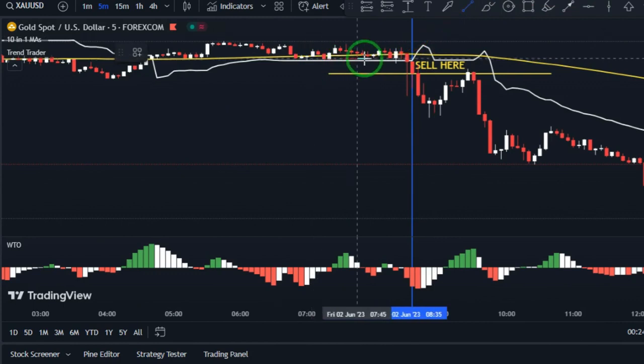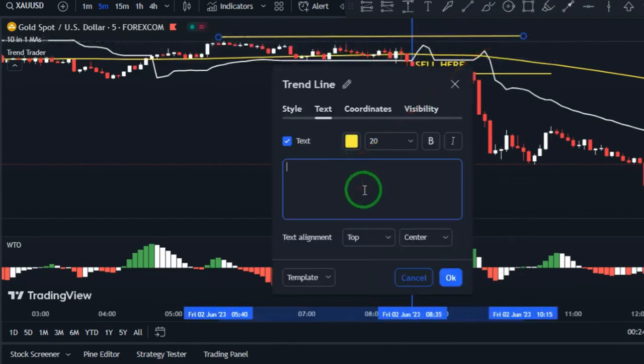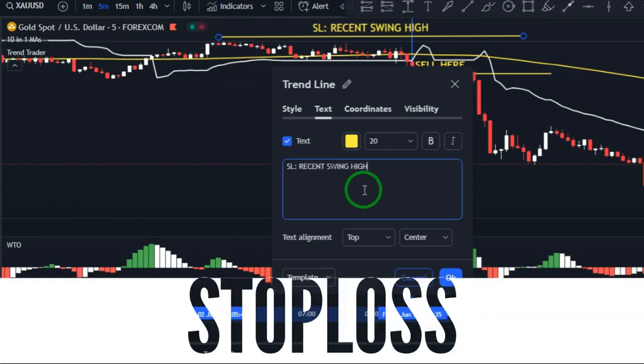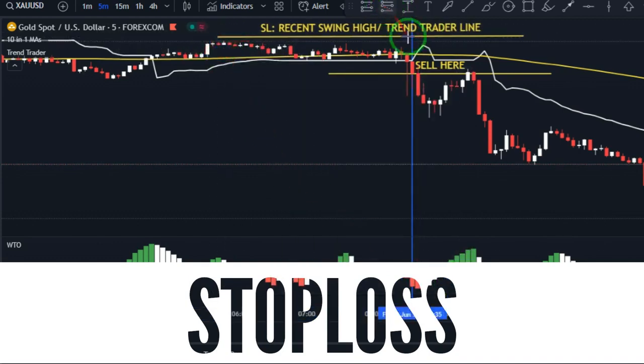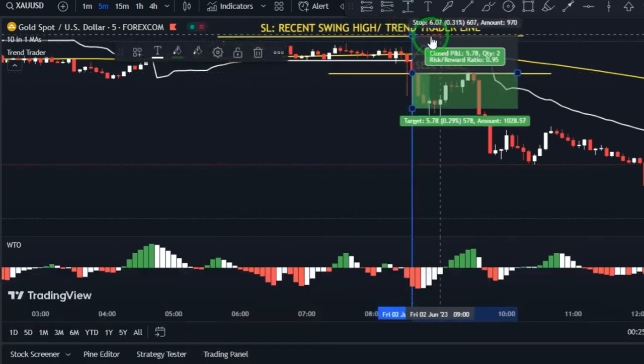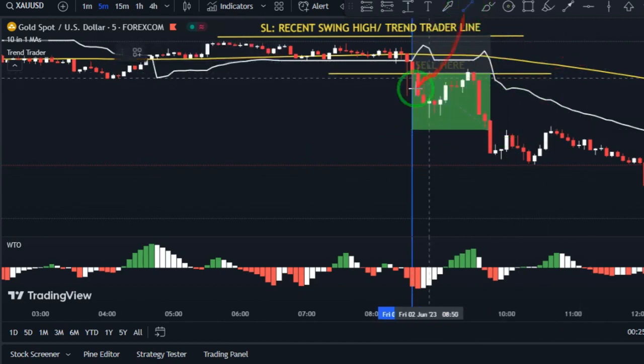And for the stop loss, we have two options. We can set the stop loss on recent swing highs, or we can set it on the trend trader indicator line. And finally, for a trade exit, consider a risk-reward ratio of 1 to 1.5.